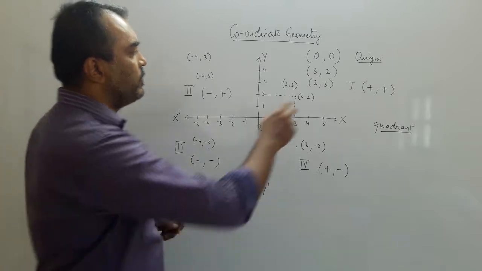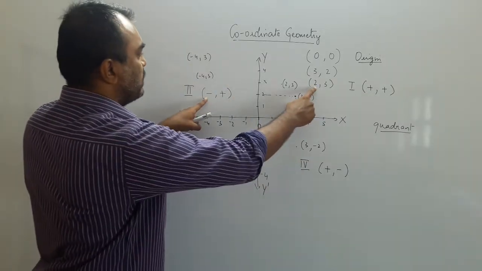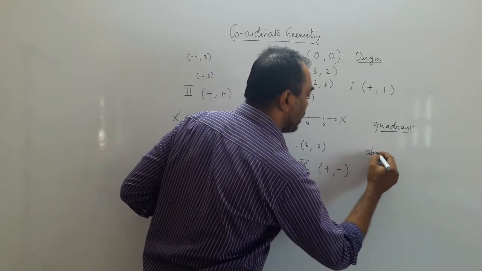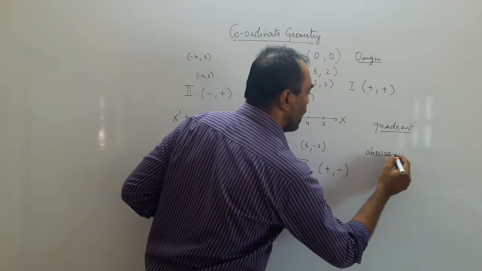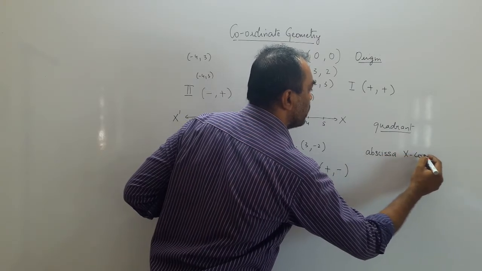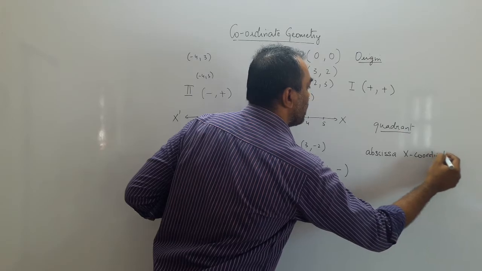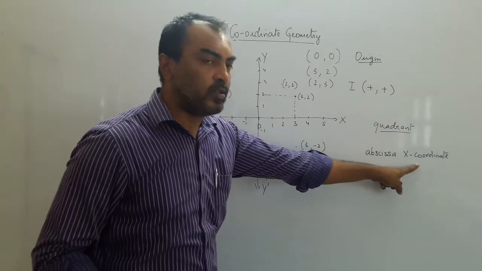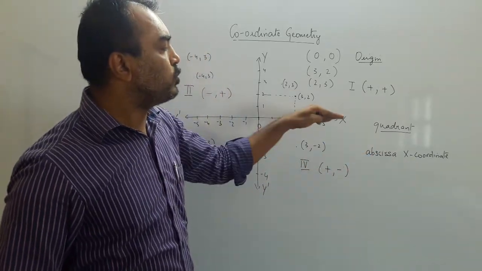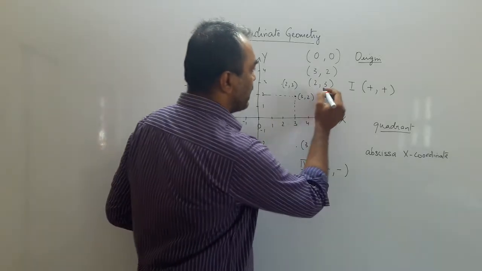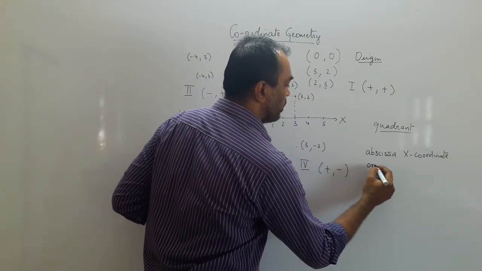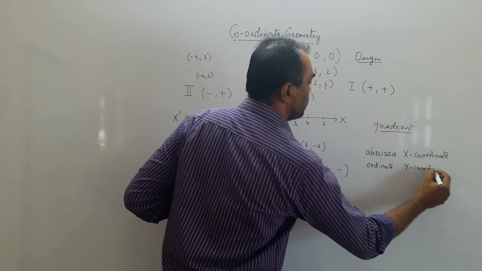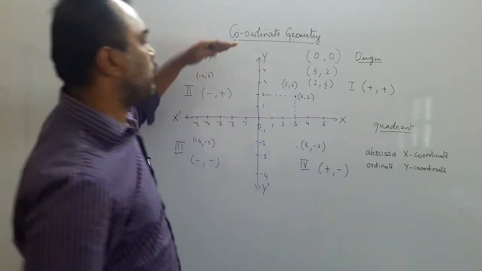So you always see in all these 4 cases, the first number, the first coordinate is called what? The abscissa, or the x coordinate. Means the first number is called the abscissa or it is called the x coordinate. It shows you whether to the right or whether to the left. The second coordinate is called the ordinate, or also called the y coordinate. This tells you whether to the top or to the bottom.